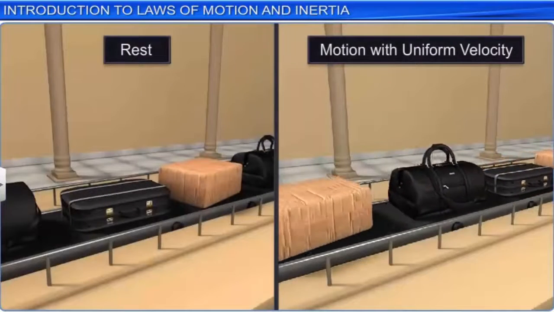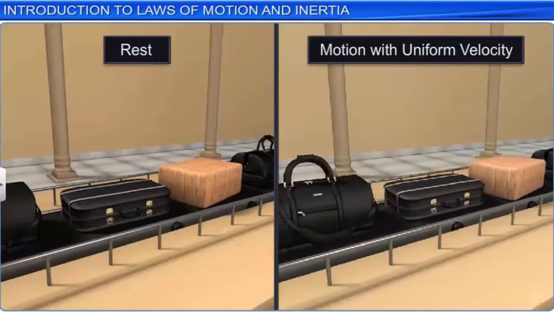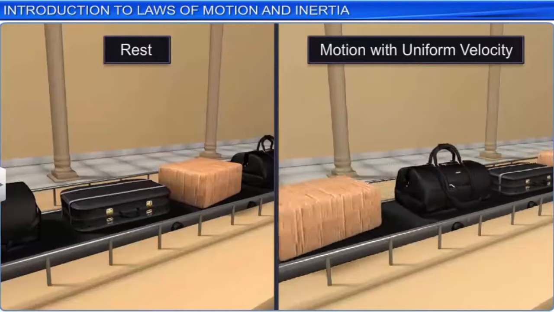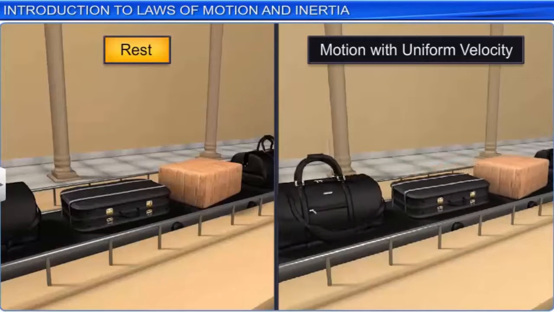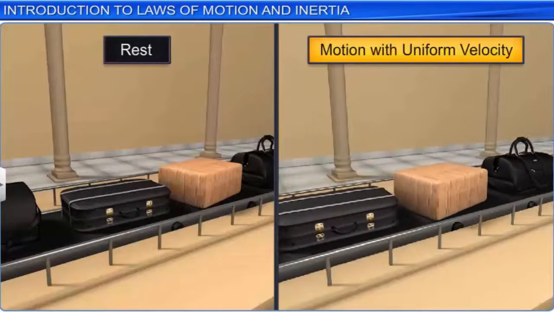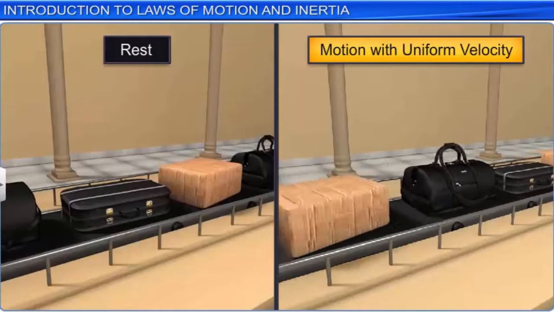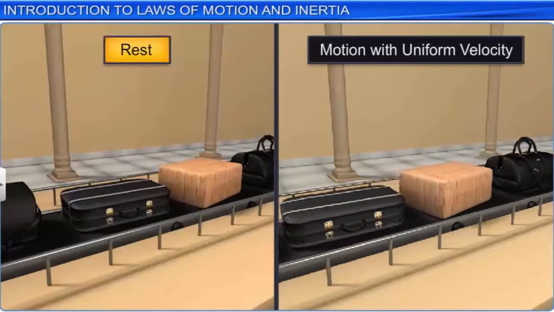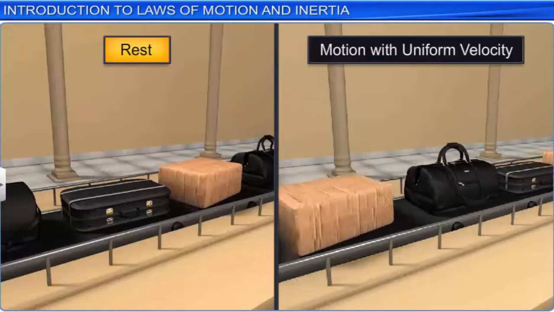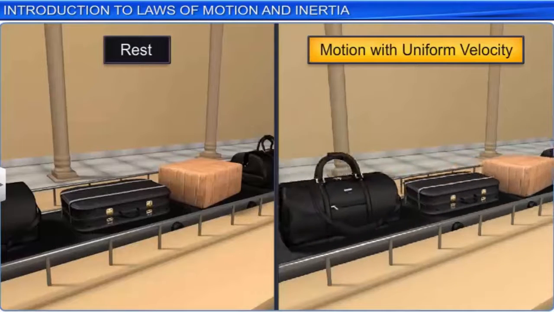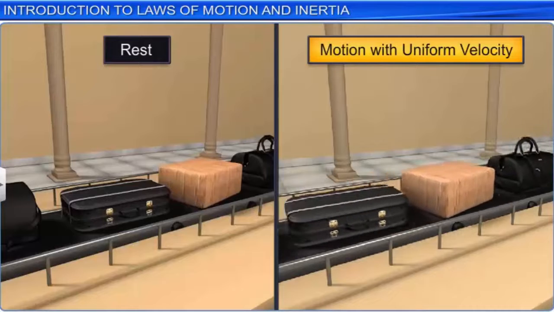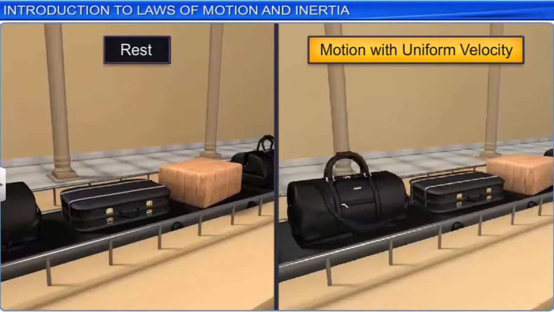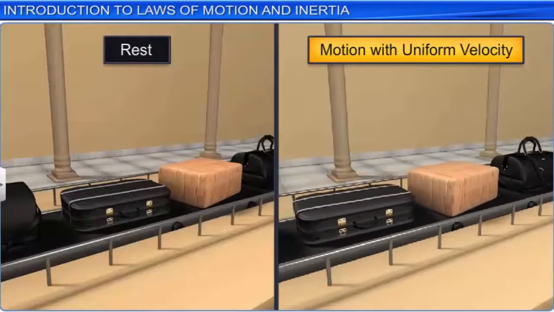Let us put the same statement in other words. When the net external force applied on a body is 0, a body that is at rest remains at rest, and a body that is moving with uniform velocity in a straight line will continue to do so. The tendency of a body at rest to remain at rest, or of a body moving with uniform velocity in a straight line to stay in motion with the same uniform velocity, when the net external force is 0, is called inertia.